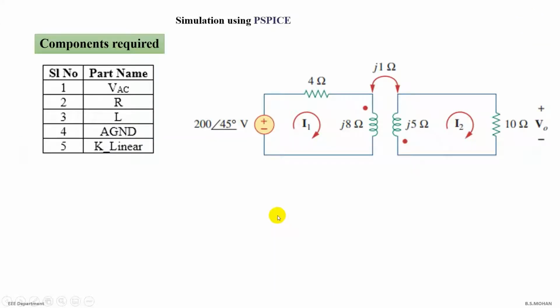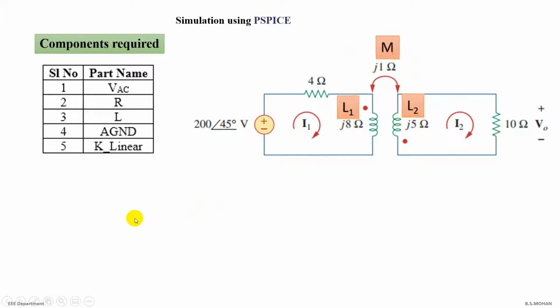The components required in the circuit are one AC source, two resistors, two inductors, one ground and one K-linear. So as we can see in the circuit, 8j ohms and 5j ohms are L1 and L2 respectively, and 1 ohm is the mutual inductance.